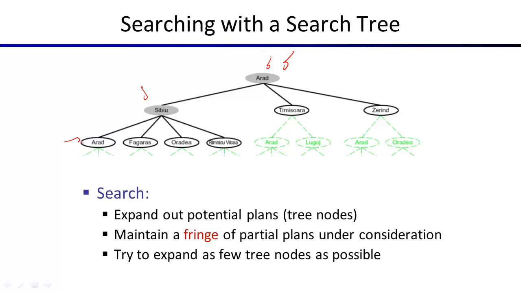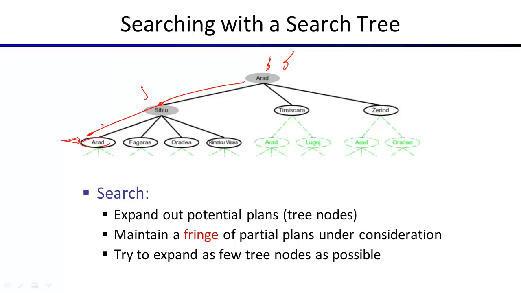Note that Arad shows up here. Arad was already here. It's again here. That's okay. The search tree doesn't exclude duplicate states. Here, you were in Arad doing nothing. This node here is being in Arad after having traveled to CBU and then back to Arad. So they're fundamentally different plans. The empty plan versus the plan where you go somewhere and come back.